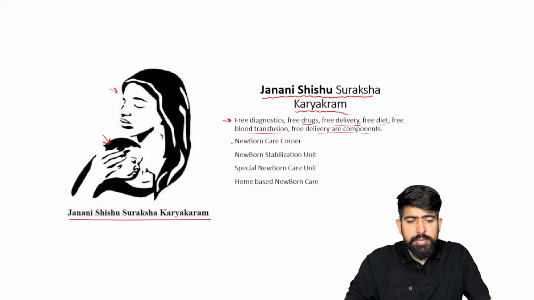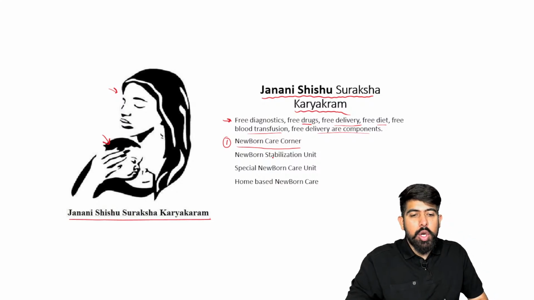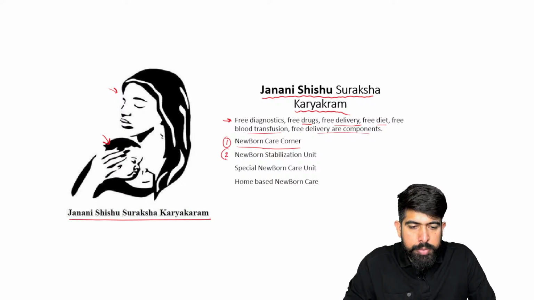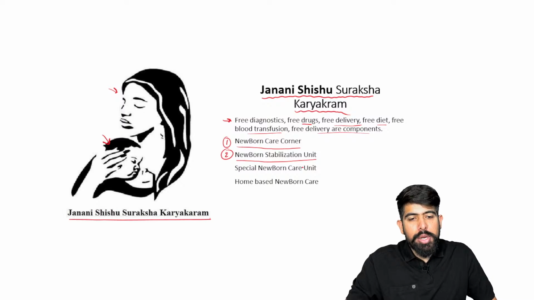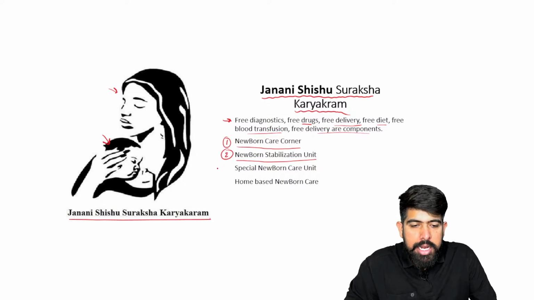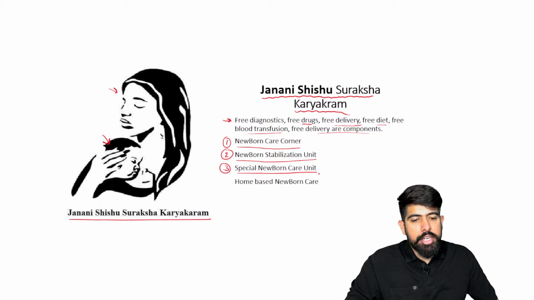Under this Janani Shishu Suraksha Karyakram, we have four important things. What are those four important things? The first thing is the newborn care corner. This program says there should be a separate newborn care corner in the hospitals. The second thing, there should be a newborn stabilization unit. And the third thing, there should be a special newborn care unit.